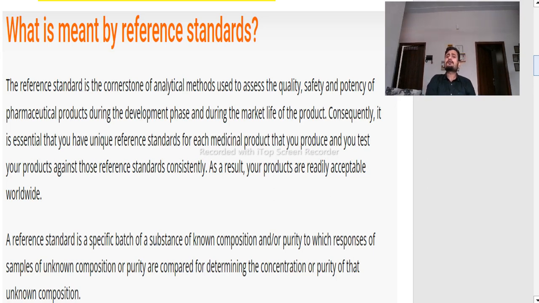Now we are going to discuss when or why we have to qualify the non-compendial reference standard. The first thing is, if you prepare a material, if you synthesize a material which is not given in any pharmacopoeia, then you have to qualify your own reference standard, which is known as a secondary reference standard. It is only applicable when the product you synthesize is not given in any pharmacopoeia.